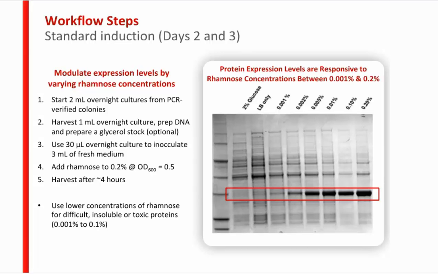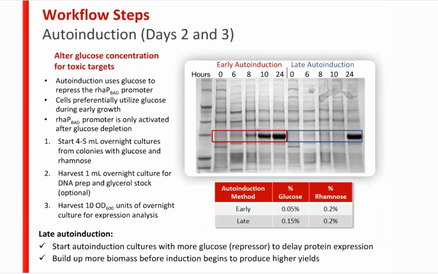So now if we look at the other way that we can express proteins, it's via autoinduction. This is where we start to culture from a colony, and we add both glucose and Rhamnose to the media at the same time, just when we're starting the colony. And then we walk away and we let it go overnight. The cells will preferentially grow up on glucose. They'll utilize glucose over Rhamnose and build up biomass until the glucose is depleted from the media. Then they will switch and start metabolizing Rhamnose. And at that point, and only at that point, the Rhamnose promoter will be activated and expression will be induced.